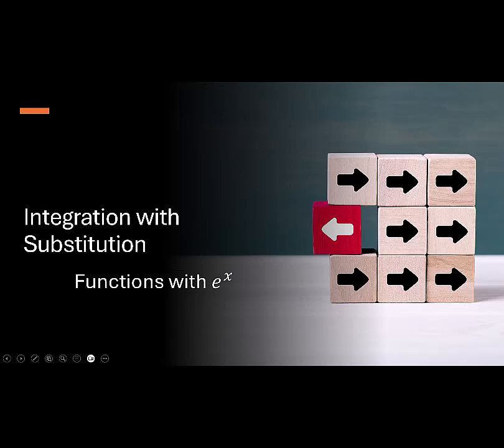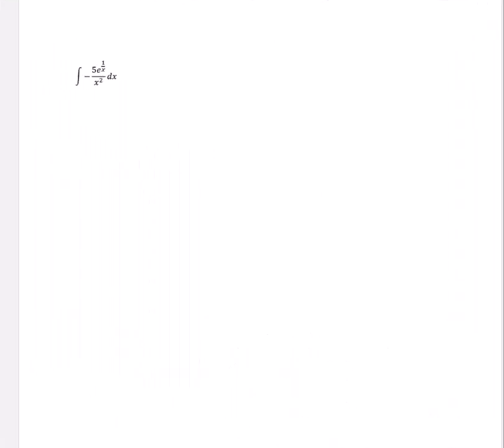Hi everybody, in this video we're going to continue looking at integration with substitution, but we'll only be looking at functions that involve some variation of e to the x. We're going to start with the integral of 5e to the power 1 over x divided by x squared dx. Luckily, we have some rules when we get to e, and the one I'm going to talk about right now is having only one e.